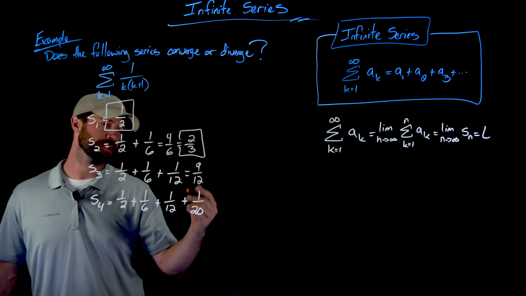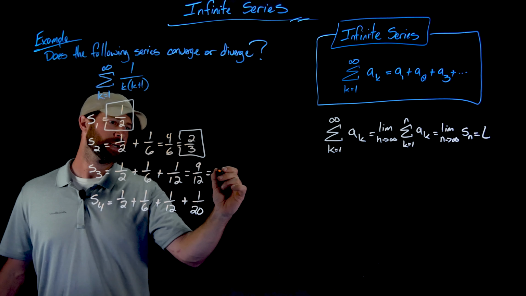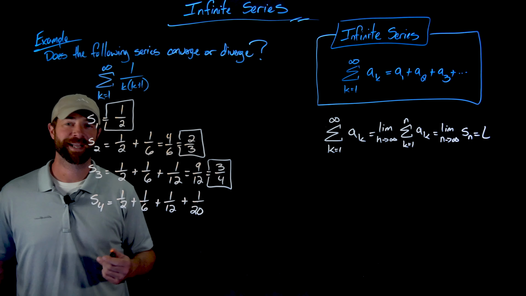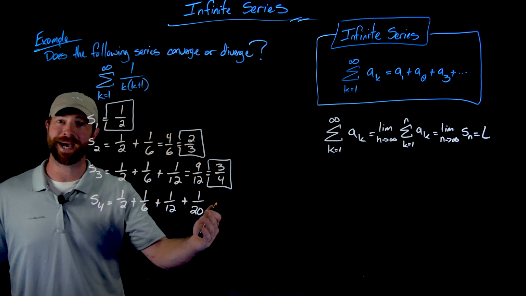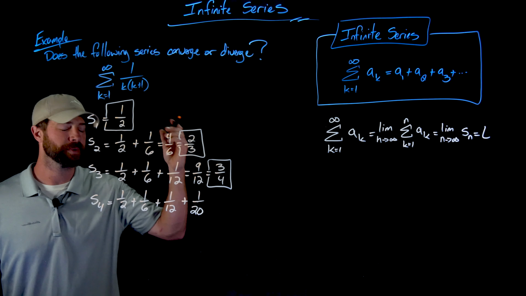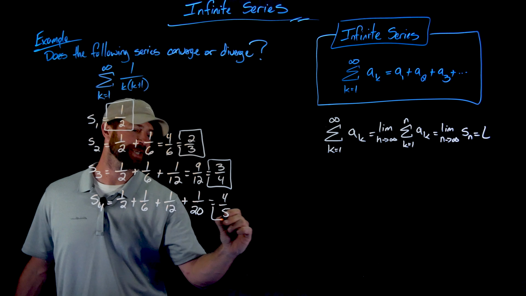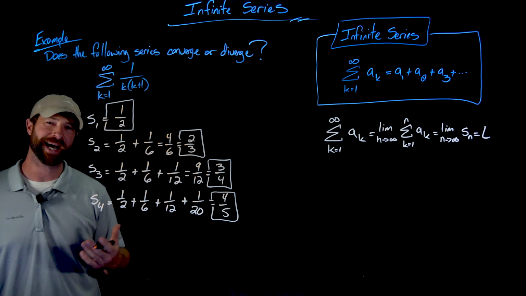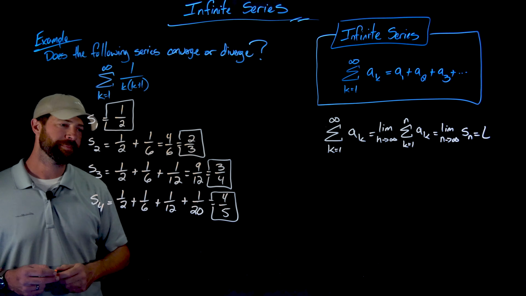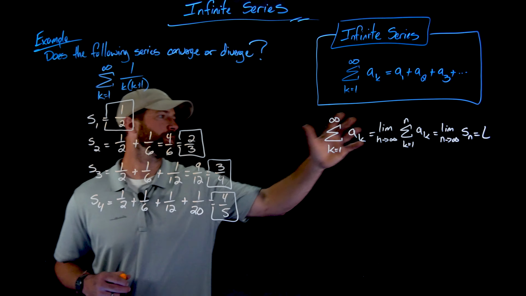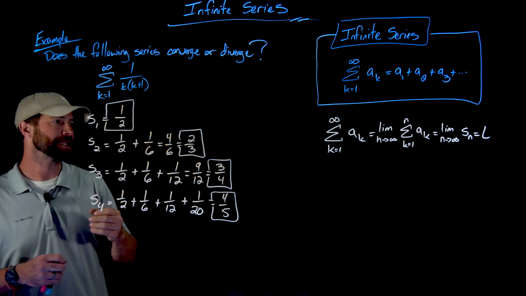9/12, which we can reduce with a common factor of 3 to get 3/4. And now I'm going to act like I'm doing mental math and adding these together, reduce, cancel, 4/5. I've actually done this before, but I also know the pattern of these partial sums, and maybe you can see it here.